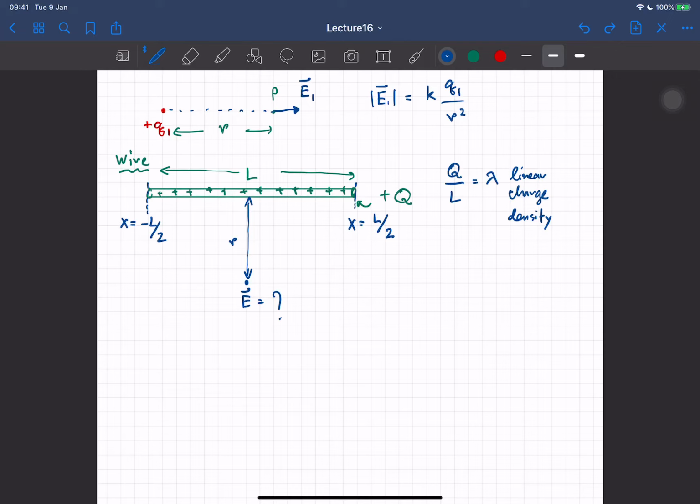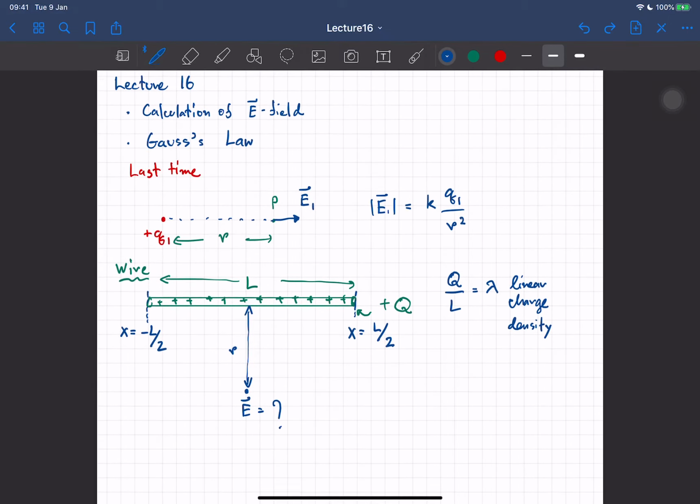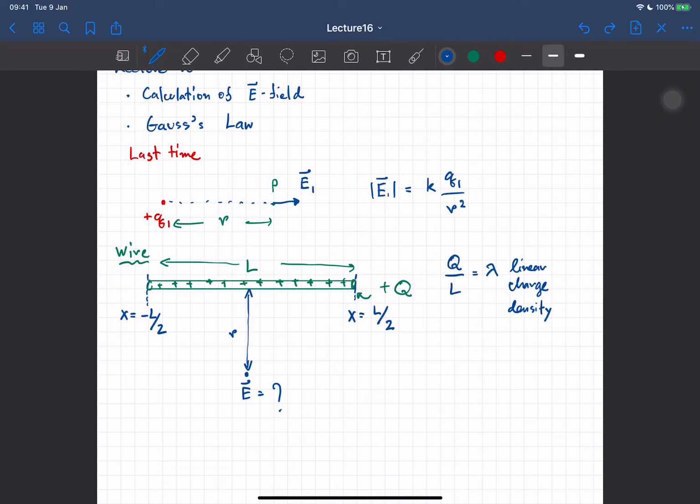All right. So we want to know the electric field at that point. So how do we do that? Well, the only thing that we know from last time is that if we have a point charge plus Q1, then the electric field is given by this magnitude. And the direction is pointing away from that charge. That's the only thing we know.